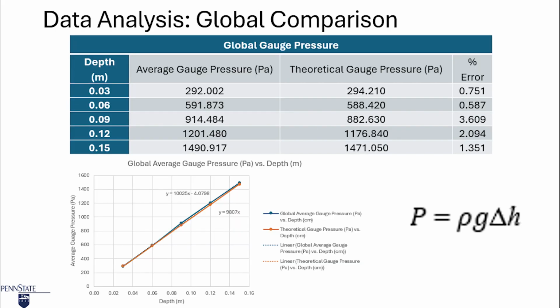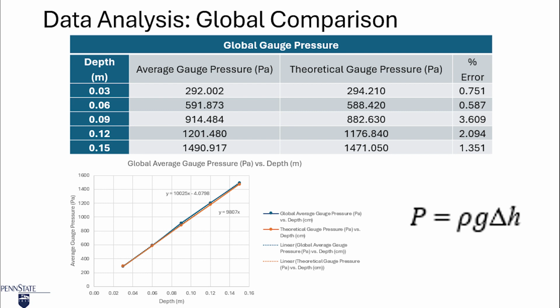In addition to comparing the slopes of the linear trend lines, we also collected all of the average gauge pressures at each depth within each container in order to calculate a global average gauge pressure for each depth. From there, we compared these global average gauge pressures to the theoretical gauge pressures calculated using the equation pressure equals density times gravity times the change in depth.